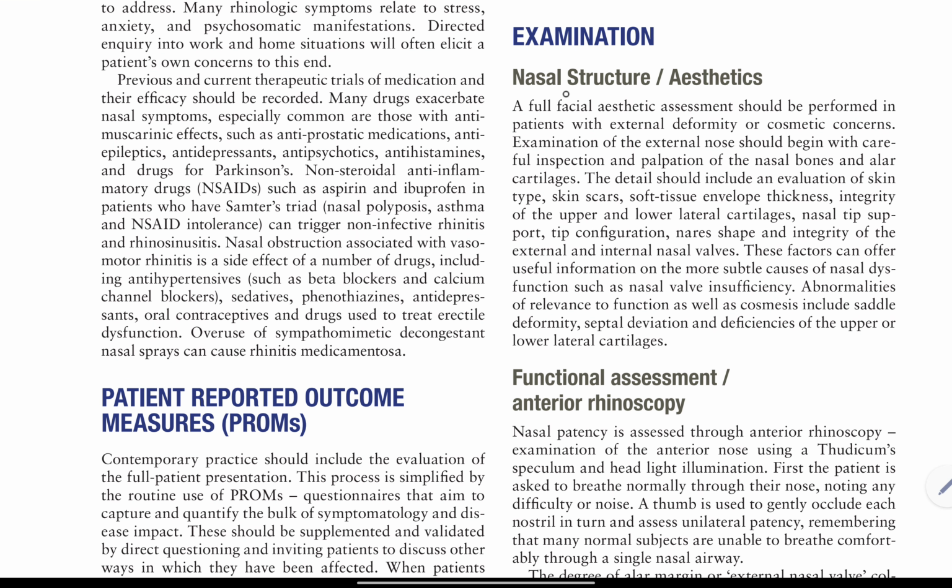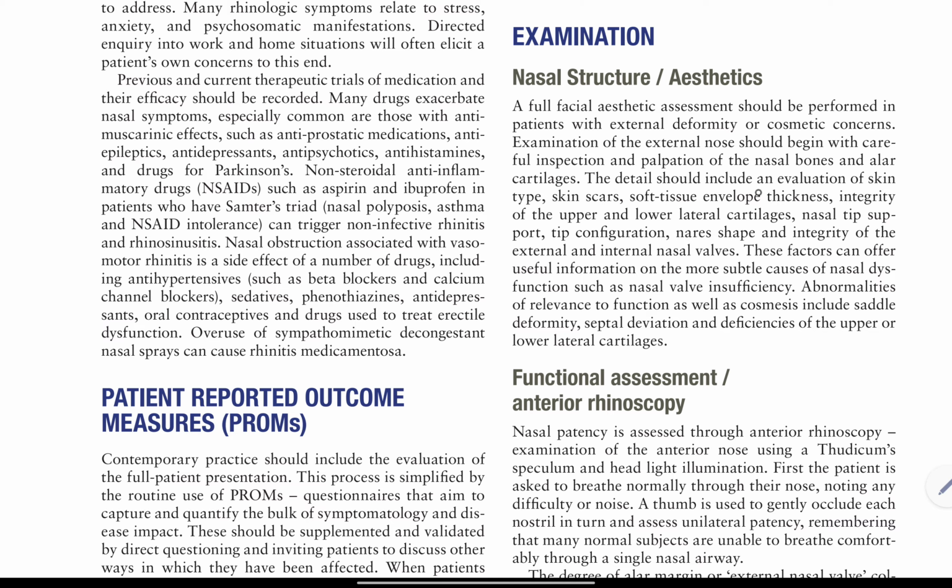Examination: nasal structure or aesthetics. A full facial aesthetic assessment should be performed in patients with external deformity or cosmetic concerns. Examination of the external nose should begin with careful inspection and palpation of the nasal bones and alar cartilages.